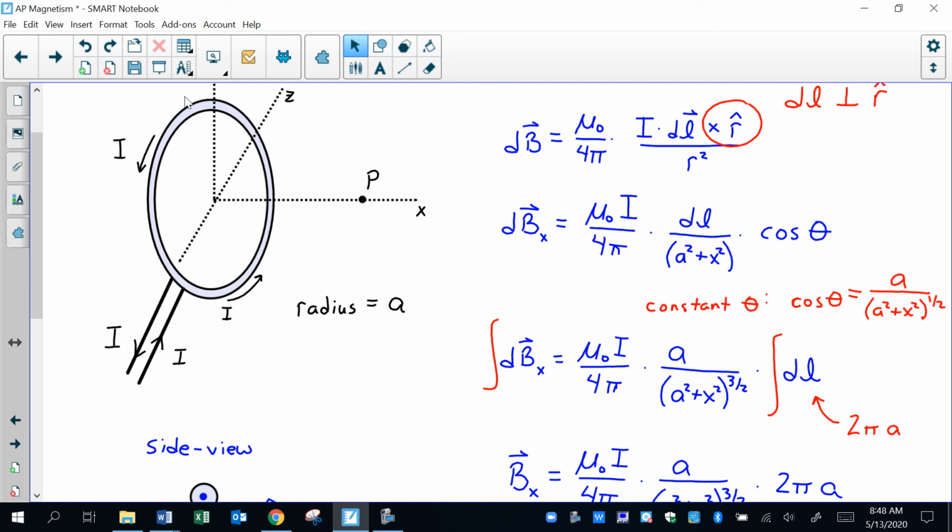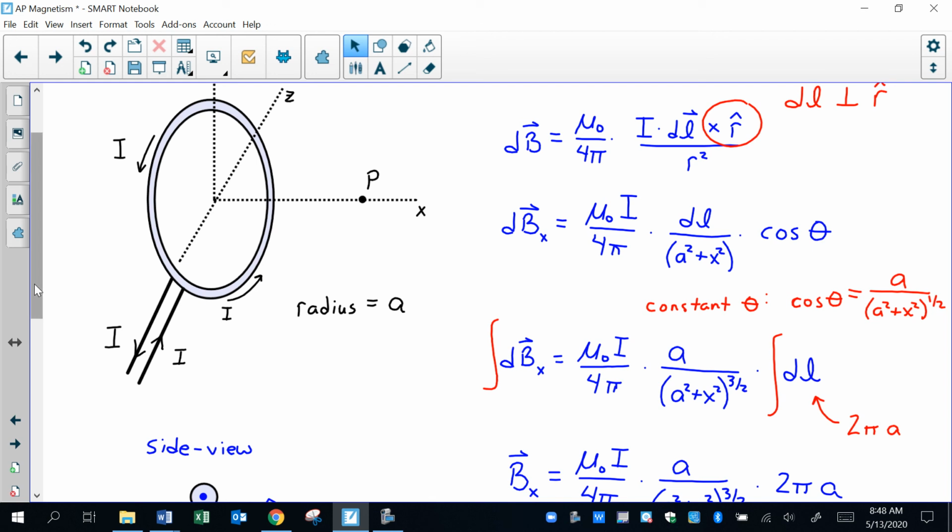Now, since we're dealing with a point on the axis here, the angle that is made by our magnetic field versus our dotted line is going to be a constant. So this cosine theta is a constant made out of constant numbers, so throw it in as a ratio. And everything is a constant except DL. So this is one of those very easy integrations.